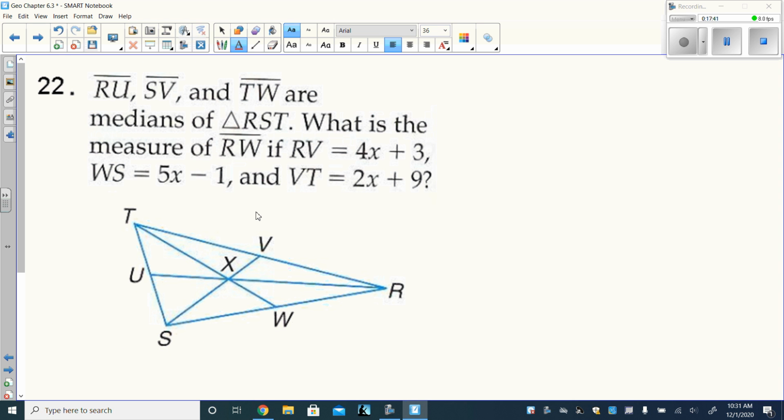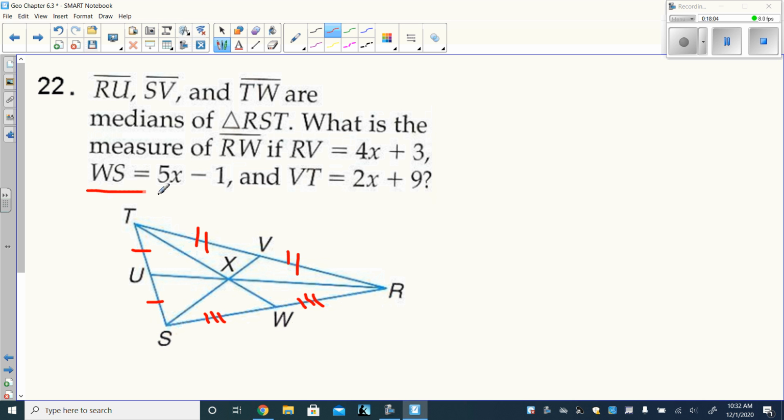Now this one here we'll have to do a little bit more, because here we have our medians. So again, these two are congruent, and these two here are going to be congruent because they're all medians. So WS and RW would be congruent. Well, it only gave me WS. RV and VT, so these two here would be congruent to each other. So that's helpful. But let's see what it's asking.